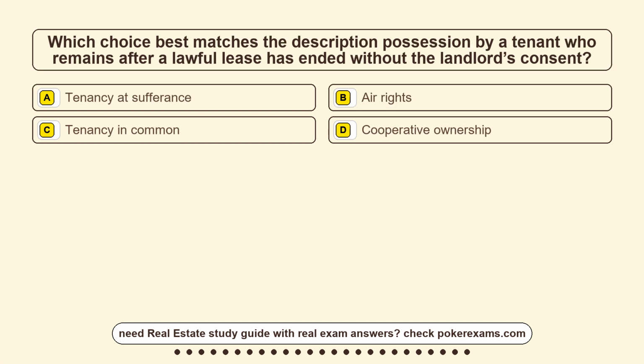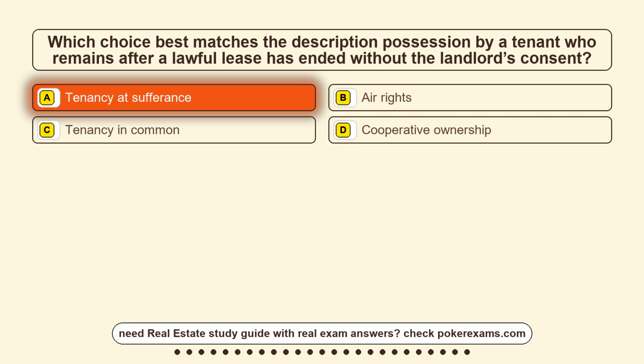Question 5. Which choice best matches the description: possession by a tenant who remains after a lawful lease has ended without the landlord's consent? Option A, a tenancy at sufferance. Option B, heir rights. Option C, tenancy in common. Option D, cooperative ownership. The correct answer is option A, tenancy at sufferance.